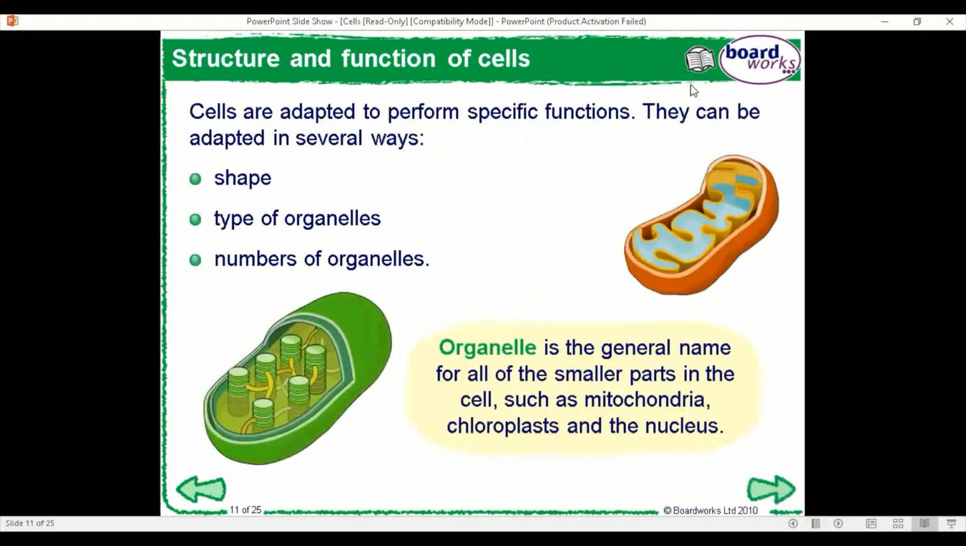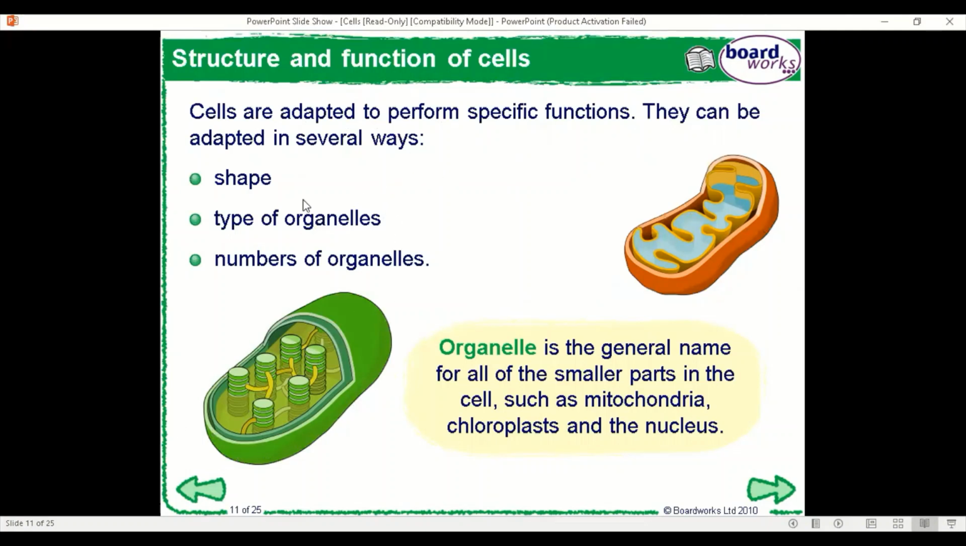Okay. This is talking about organelles, right? Cells are adapted to perform specific functions because they've got a certain shape, type of organelles. Now, if they've got lots and lots of mitochondria, then those cells need a lot of energy. Muscle cells, for example, have lots of mitochondria for energy. And this one, chloroplasts, lots of chloroplasts, photosynthesis. That's what that's referring to.